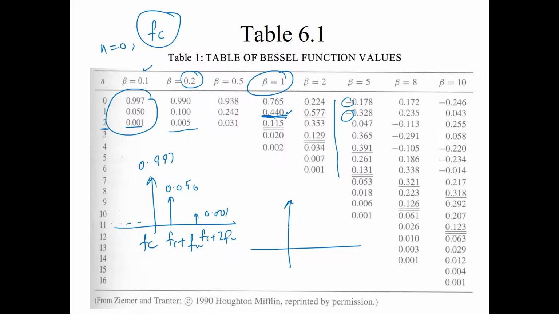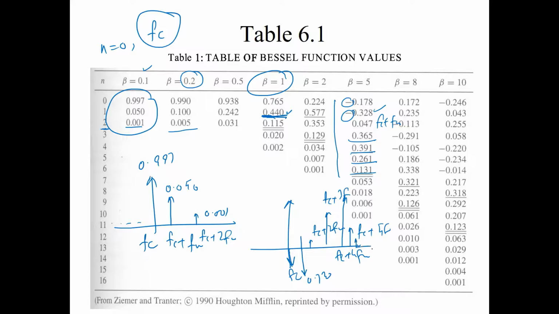Now for this case, the carrier is, for example, minus 0.078, and this component is fc plus fm. This will again be a negative component but with a higher magnitude, 0.328. Then I have a very small component here, fc plus 2fm. Then a high component, fc plus 3fm. Then a higher component, fc plus 4fm. 0.261, a lesser component, fc plus 5fm.